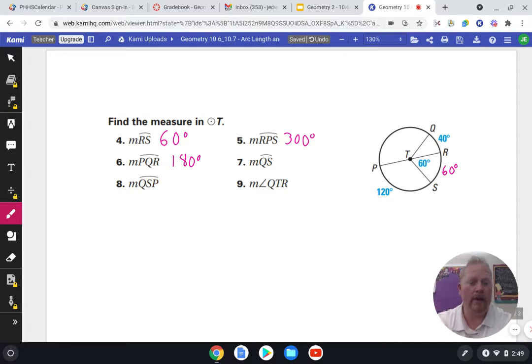Then the measure of arc QS. So that means we start at point Q and we go to point S. So that's the 40 degrees up there, as well as the 60 degrees that we just found. So arc QS is going to be 100 degrees.